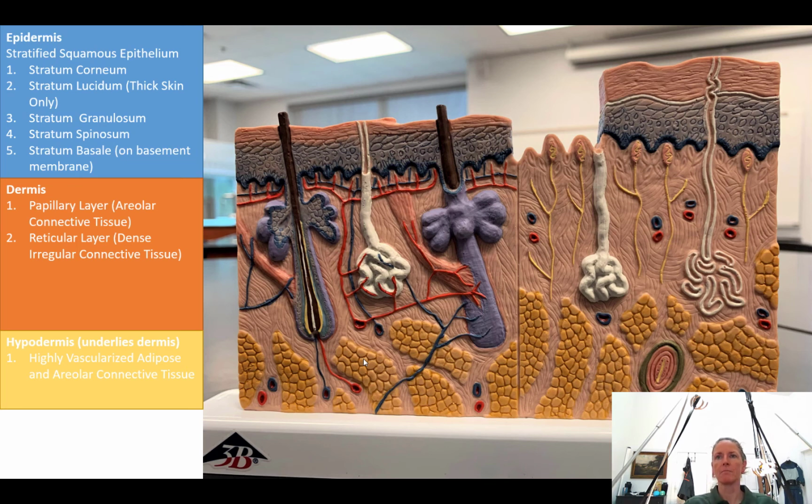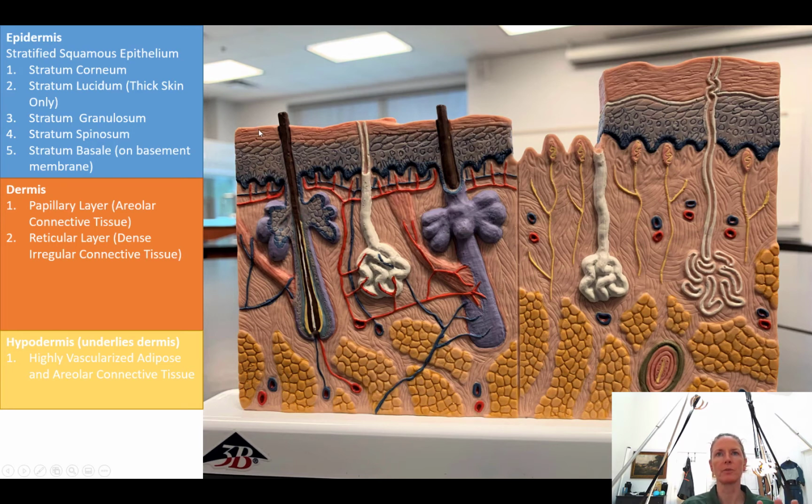So here we have a model of the integument. And we can see the layers that it's divided into. We can see the epidermis here, which is this part that sits on top. And we can immediately see that we have a difference in thin skin right here versus thick skin, which is over here. We can see that not only is thick skin thicker in the outermost layer, but we also have this extra layer of cells in thick skin.